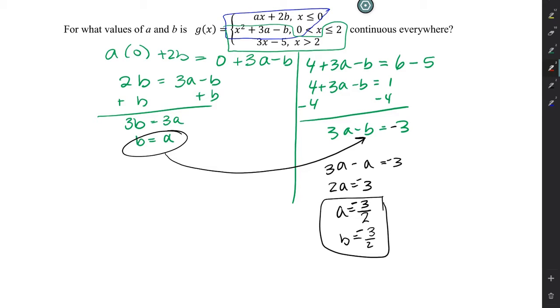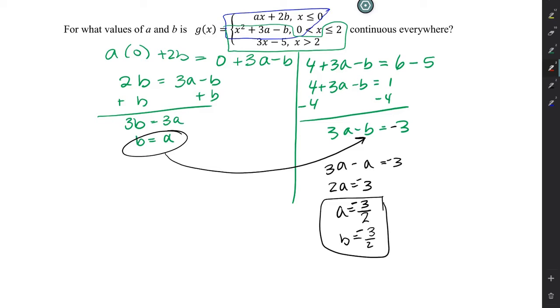So I set up 2 equations. I said a times 0, because I replaced the x with 0, plus 2b equals 0 plus 3a minus b. Combining like terms and simplifying, I had 2b equals 3a minus b. Adding the b to the other side, I had 3b equals 3a, which means b equals a.